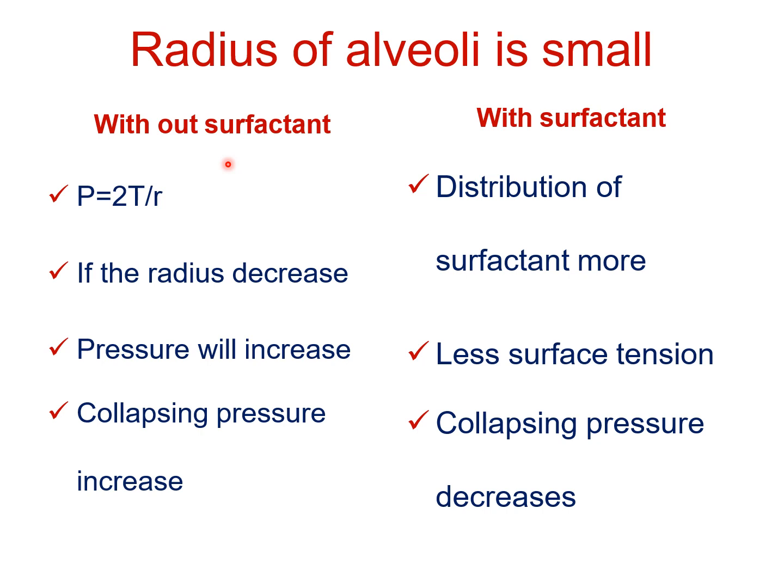The radius of the alveoli is small without surfactant, because of the Laplace law, P equals 2T by R. If the radius decreases, the pressure will increase and the collapsing pressure will increase, with increased surface tension. In the presence of surfactant, the distribution of surfactant will be more and the surface tension will be decreased, so the collapsing pressure will be decreased.